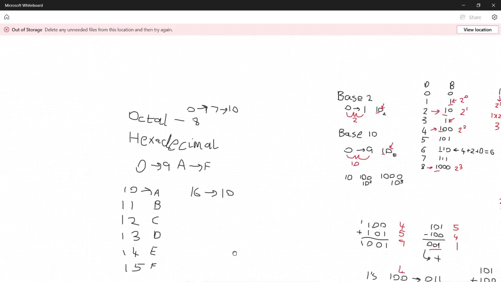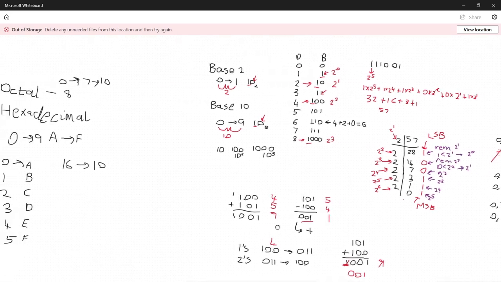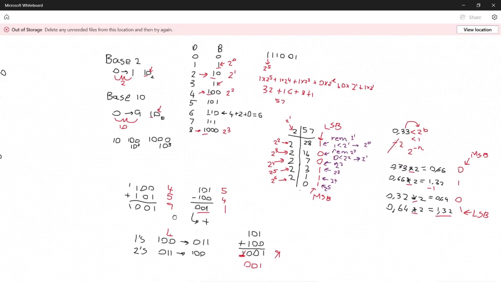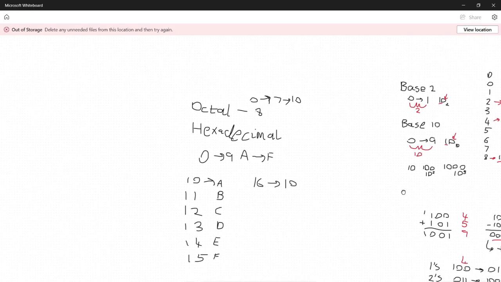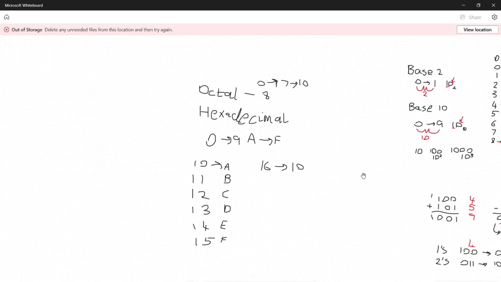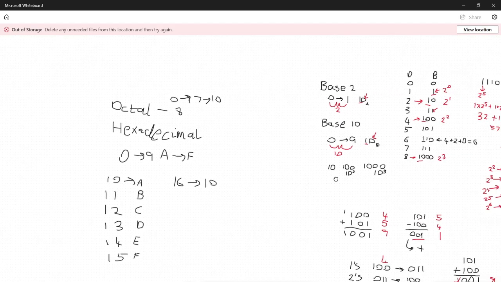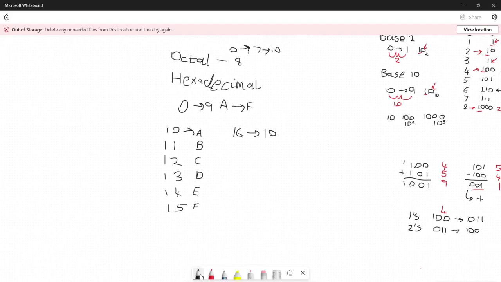Now, converting octal and hexadecimal to decimal is the exact same as it is for binary. The only thing that we don't have to worry about is 1's and 2's complement for octal and hexadecimal. But when you're converting octal and hexadecimal to binary, there is a nice little trick we can use. So octal is base 8, which means that we naturally move up in powers of 2 to the 3.